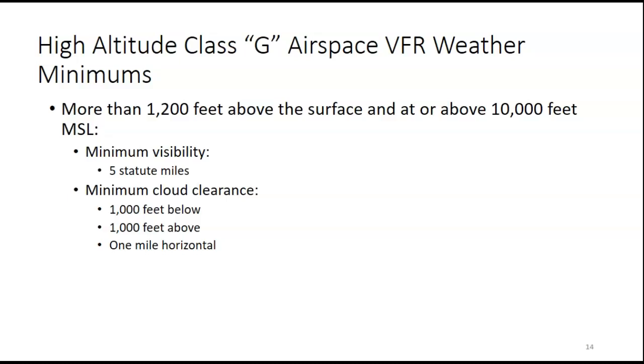High altitude Class G is more than 1,200 feet above the surface and at or above 10,000 feet MSL. And the minimum visibility goes up to 5 statute miles at that altitude. Minimum cloud clearance is 1,000 feet below, 1,000 feet above, and 1 mile horizontal.